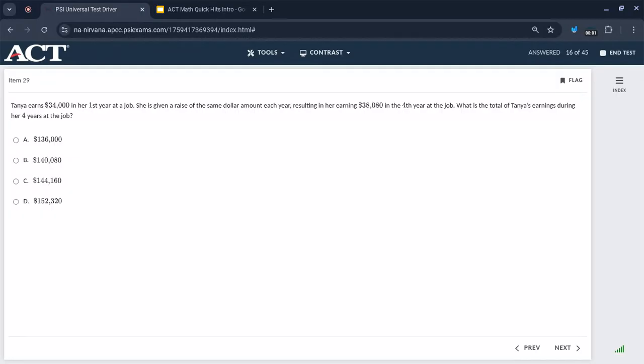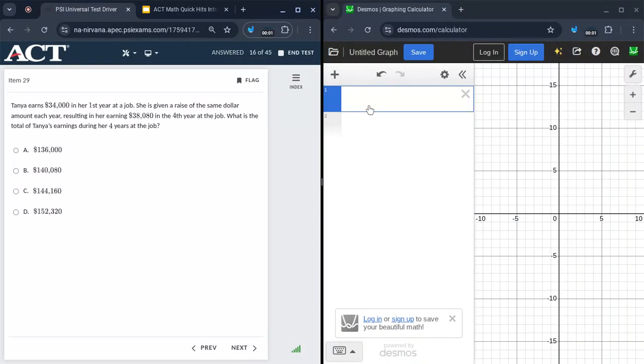All right, so what this is having us look at is a linear equation where we're going up by a constant amount, which would be our slope or our rate of change. We can do this one by hand, but that would take a lot of time. And when we have Desmos, let's use the Desmos hack.